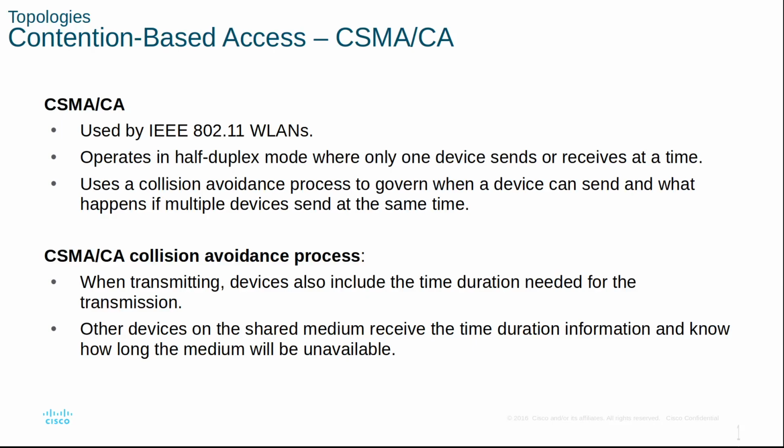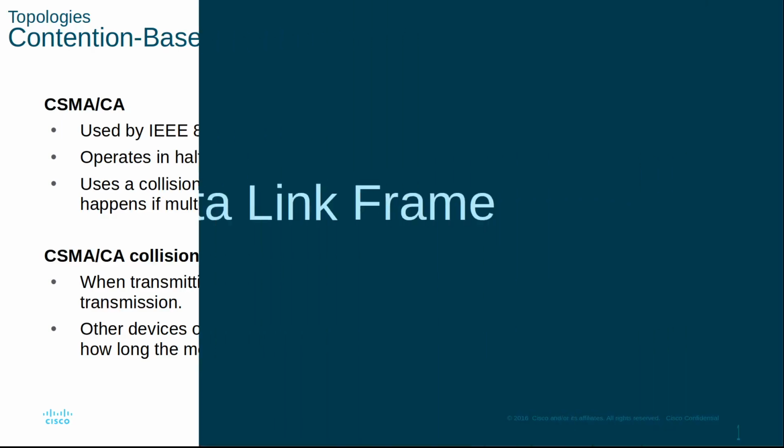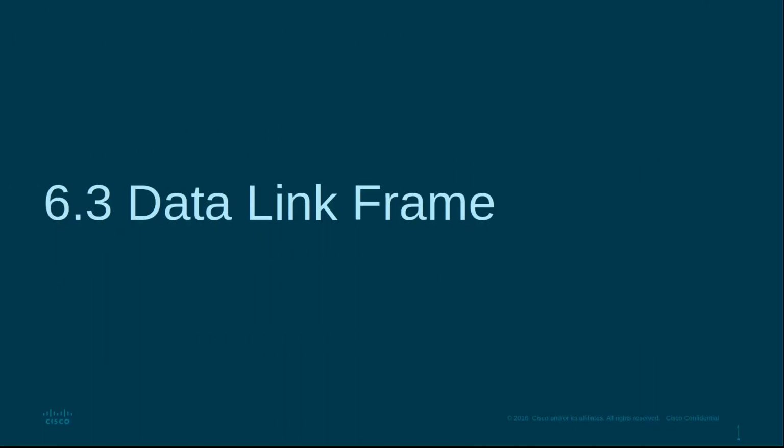And it uses collision avoidance to do the same thing, right? When transmitting, devices include a time duration for the amount of time needed for the transmission. The other devices receive that information, and they know how long it's going to be unavailable, so they're just not going to send anything. Which is a good thing, right? You don't get collisions that way. They're avoided, hence collision avoidance. Hopefully that makes sense so far. It's going to be a quick one.